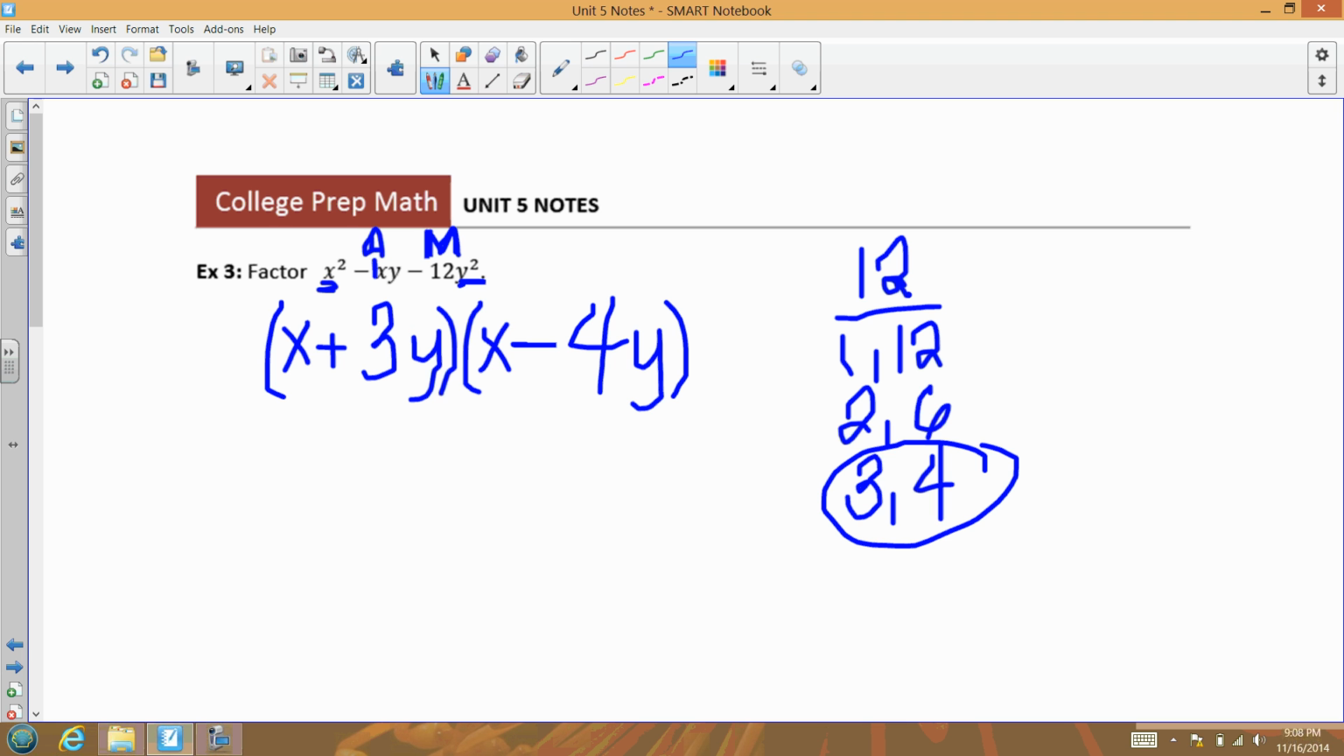So just notice that my final answers are actually x plus 3y, x minus 4y, and again, that'll help get that middle term of x times y, because when you multiply your outside terms and your inside terms here, you're going to get that xy, and then you're going to get the y squared when you multiply the 3y times the negative 4y. So that's it. That one's done.